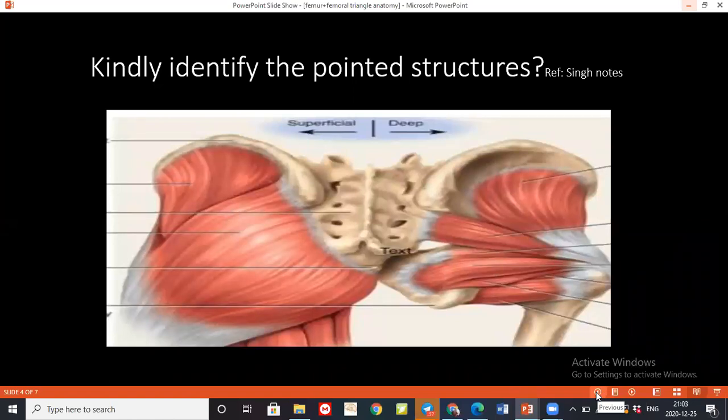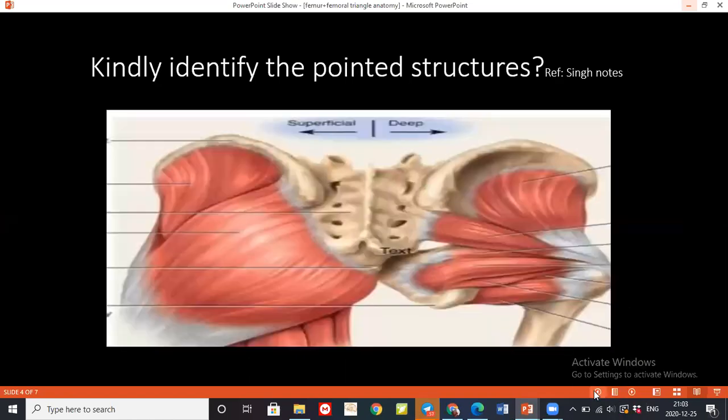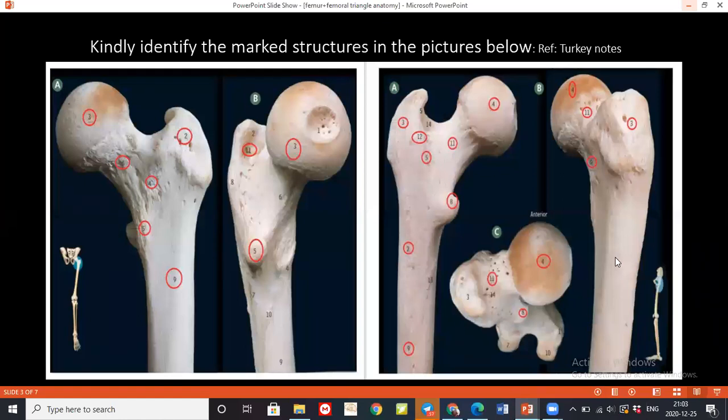So the blood supply of the head is from the retinacular arteries, which are branches coming from the extracapsular arterial anastomosis formed between the femoral circumflex arteries. And as well, there is less, the fovea is supplied from the ligamentum teres.